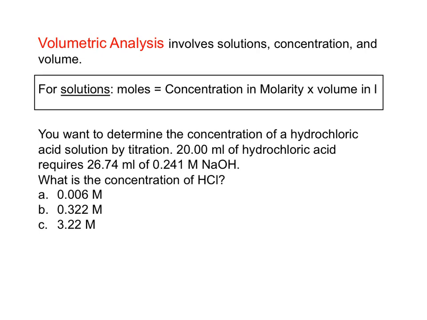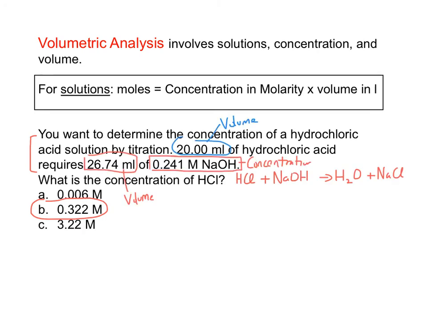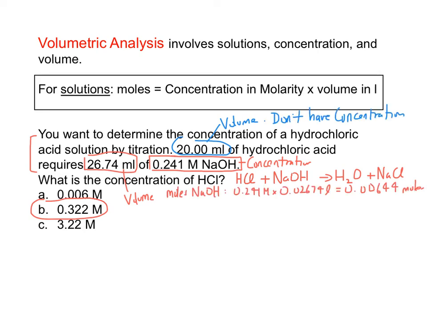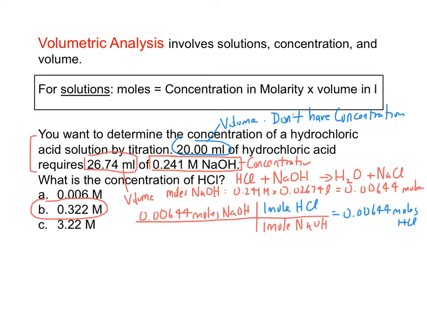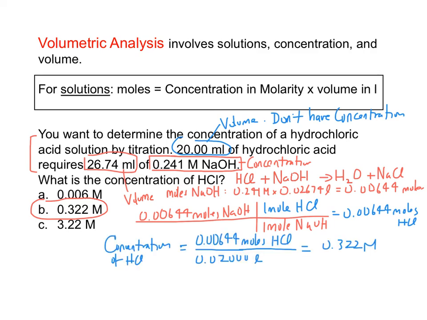Let's do an example. Here are data collected in an acid-base titration. Stop the video and determine the concentration of HCl. And the answer is, here's how we got that answer. First, balance the equation. Next, check the information you're given. So you have the information to calculate the moles of NaOH, but not the moles of HCl. Next, from the moles of NaOH, you can calculate the moles of HCl from the balanced chemical equation. Finally, calculate the concentration of HCl from the moles and the volume.